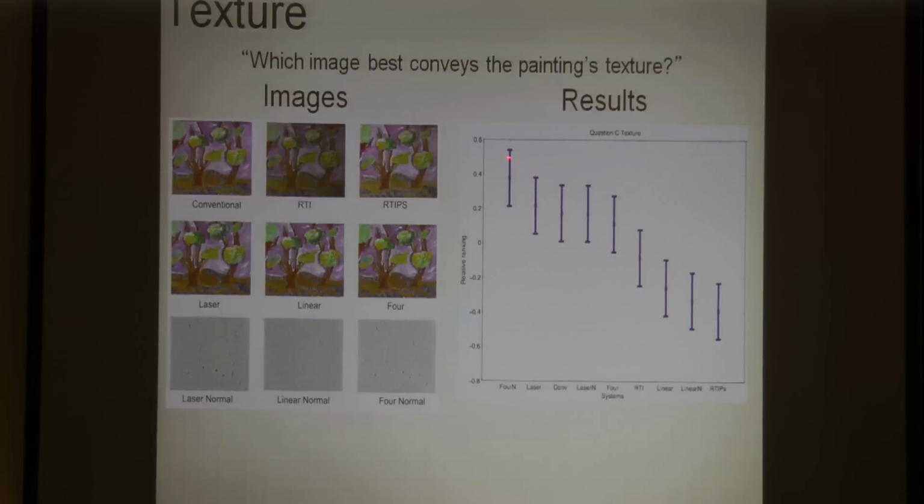So in this case, the 4-light surface normal was the best. Laser was also good. And here you can see the thing that I was concerned with: here's the RTI image, and when I did the equalization here, I'm losing information about texture. So that was why I was worried about this. As we would expect, these surface normal maps are very useful.